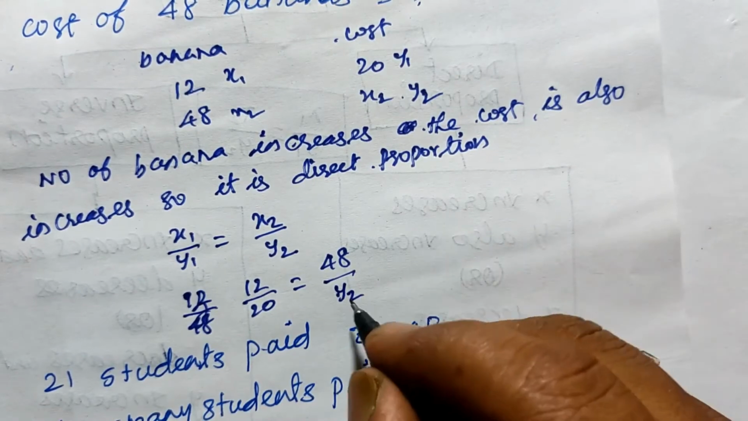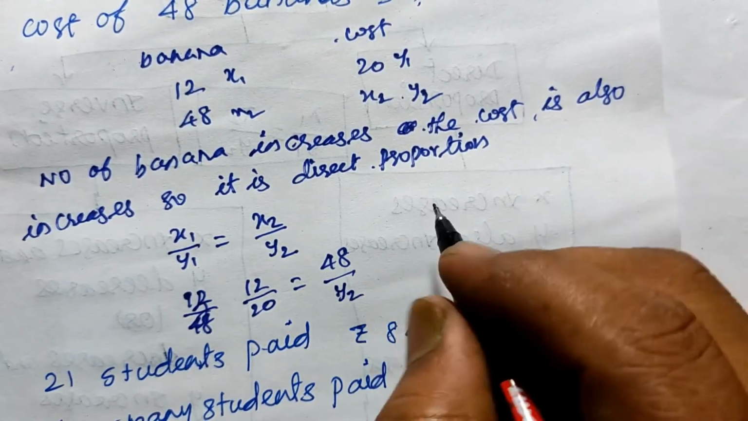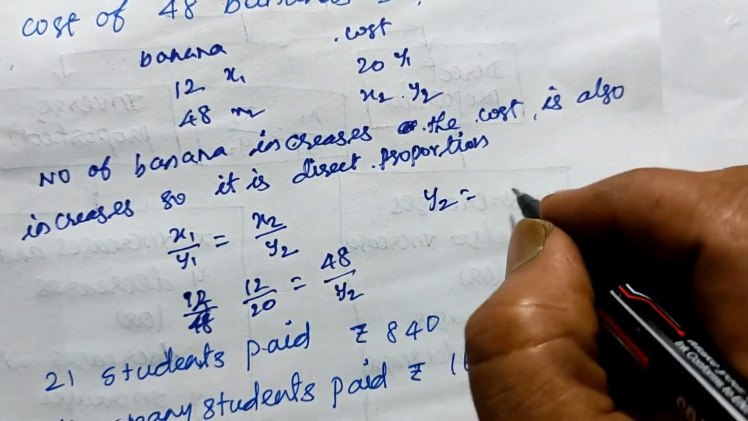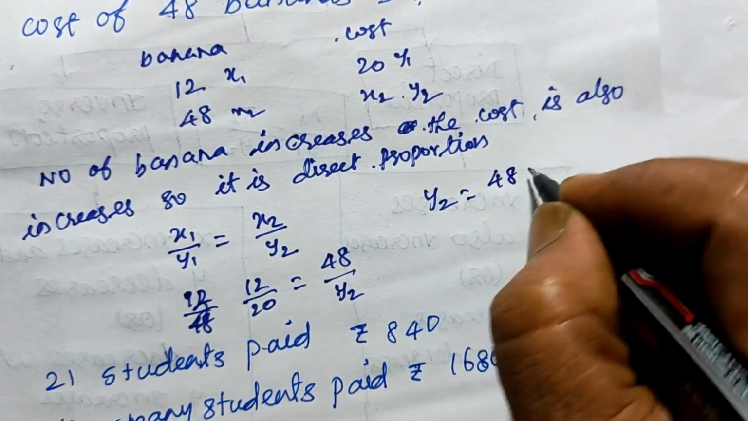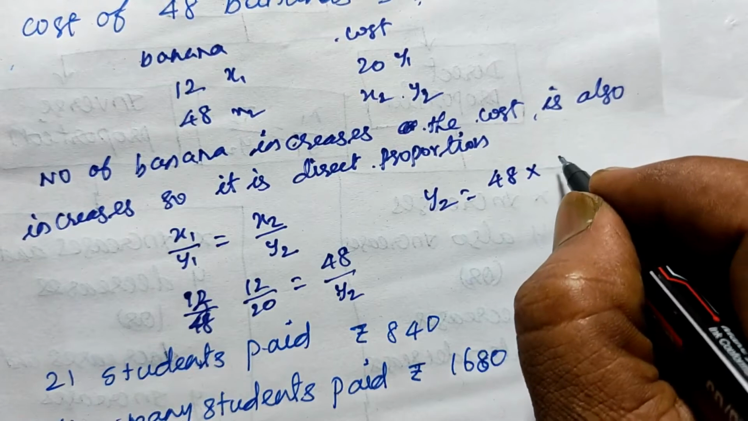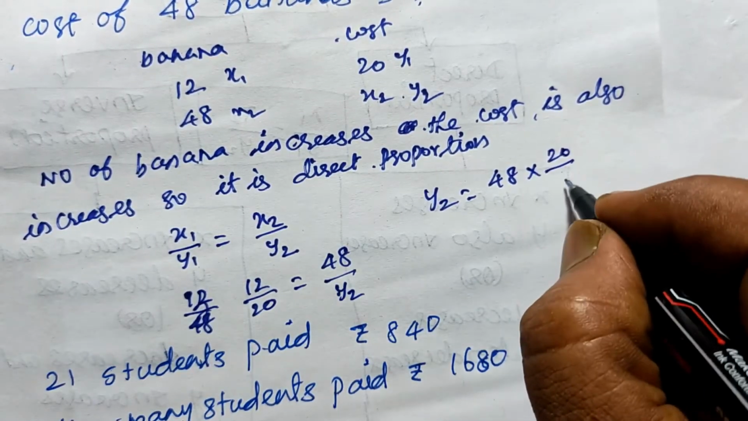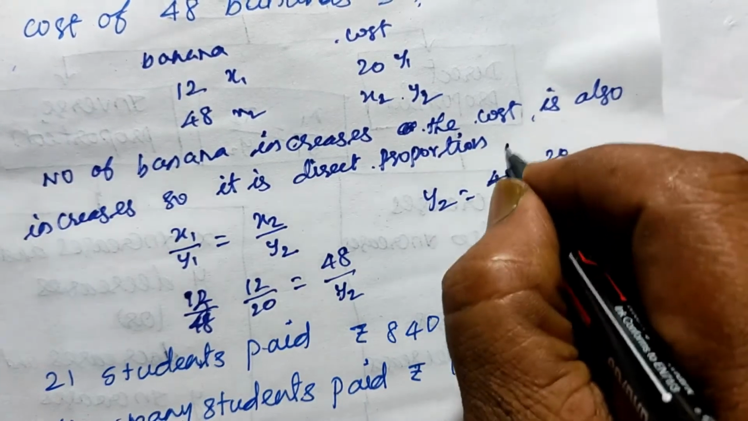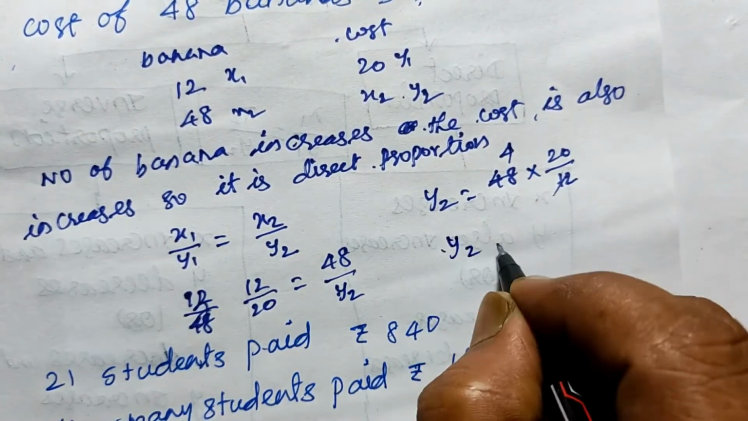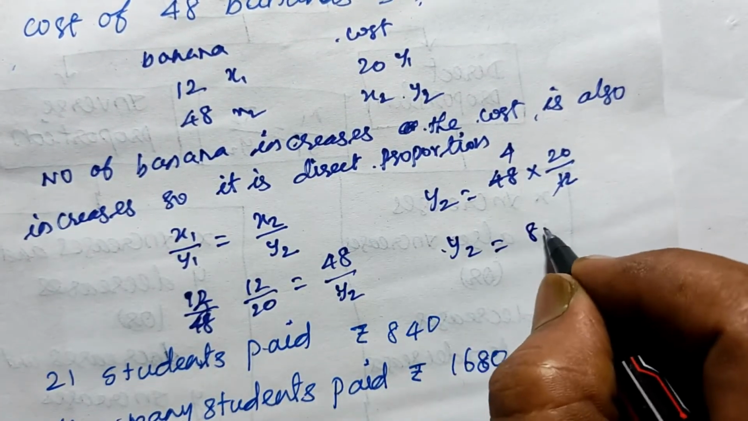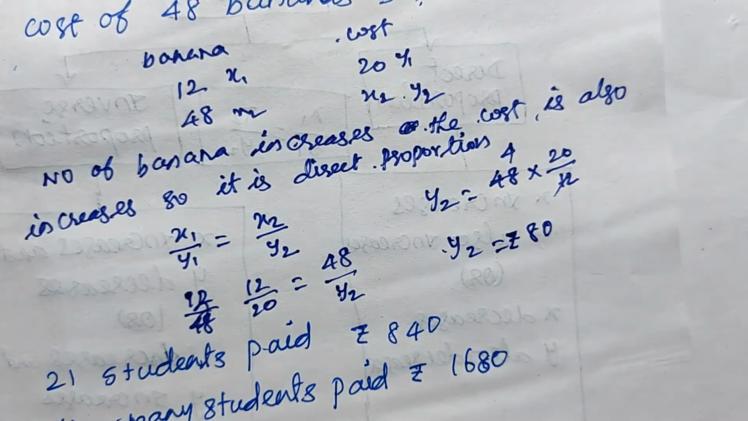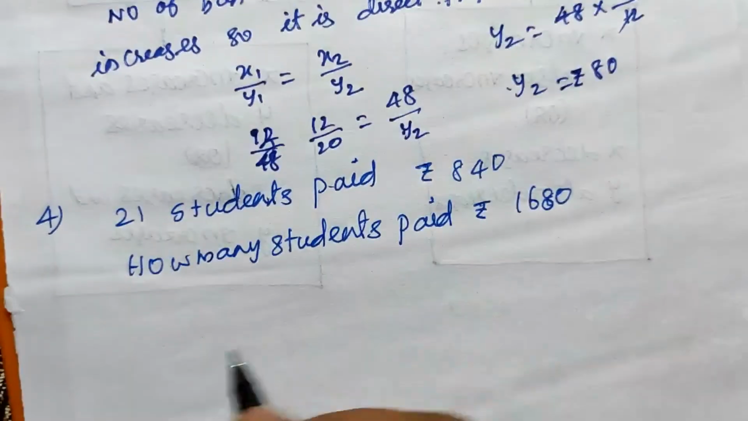Now so what is that? அப்படியே மாற்றி போட்டுக்கோங்க. y2 is equal to 48 into 20 divided by 12. அப்படியே cancel பண்ணா 4 times. So y2 is equal to how much? 80 rupees, 80, right?